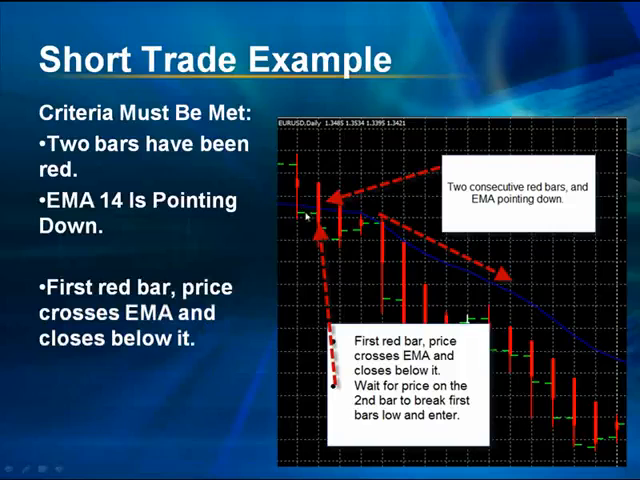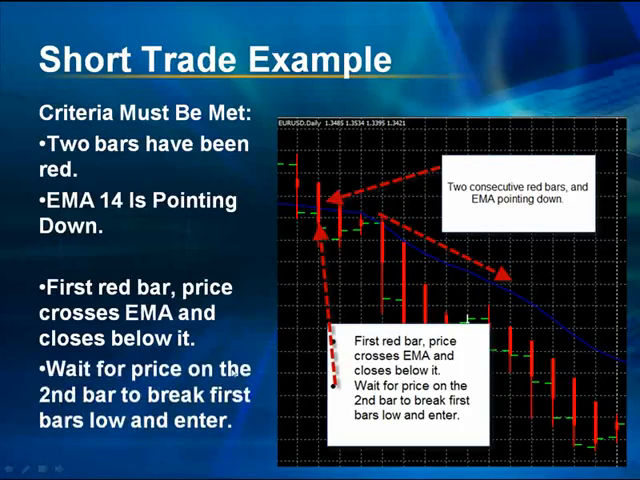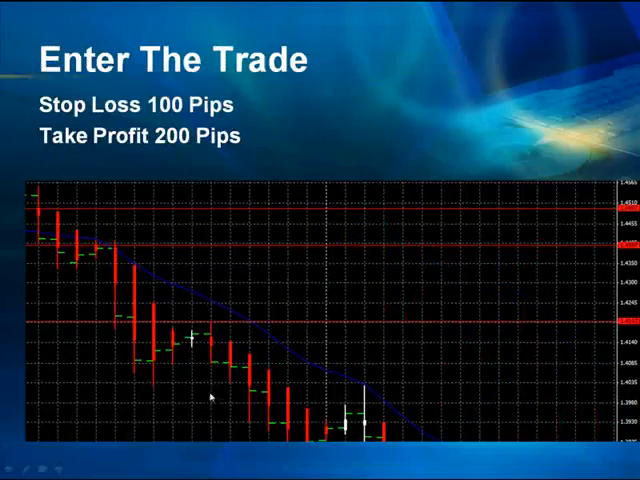The first red bar has closed below the EMA 14, so the price point, looking at the green line on the right-hand side of the bar, is below the EMA 14. Our price has closed below it. And then we wait for the price to break below the low of the first bar, and at that point we enter the trade. Entering the trade and managing the trade in this case is quite simple.